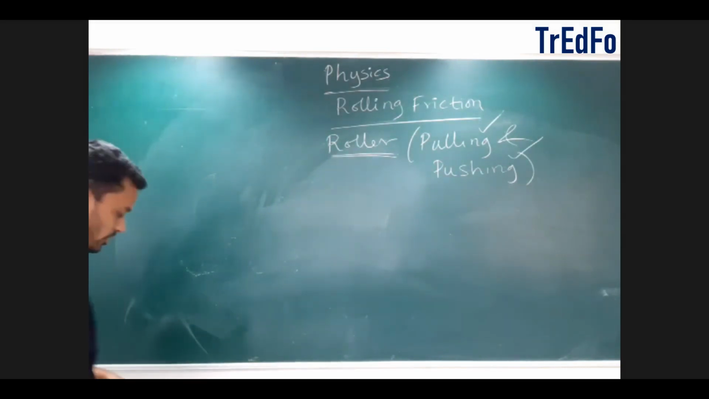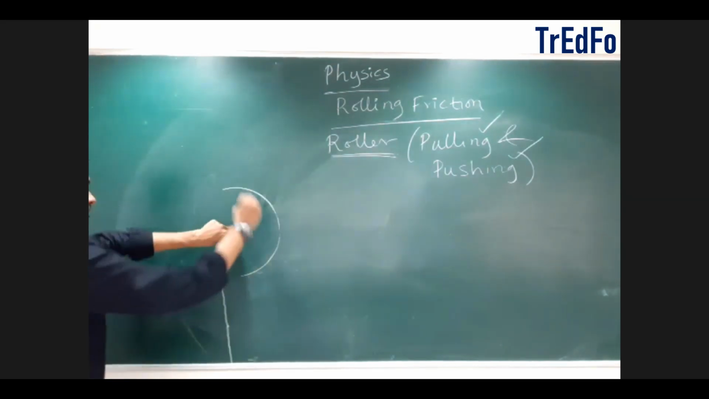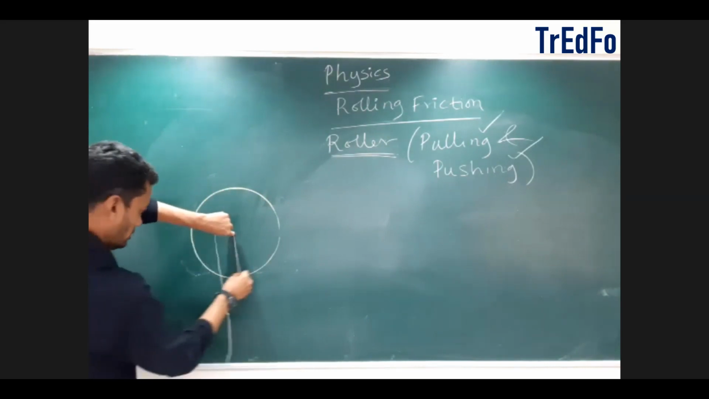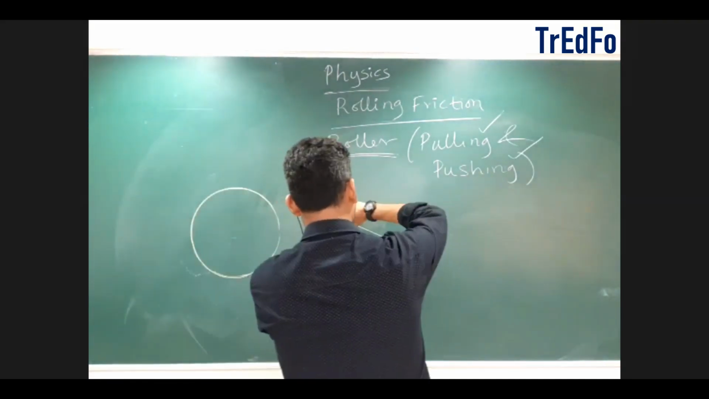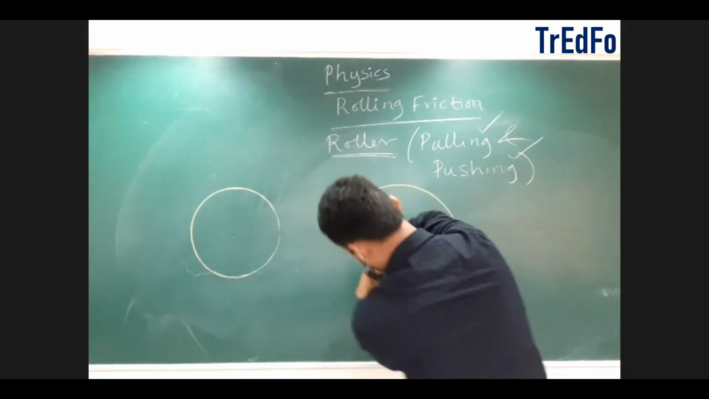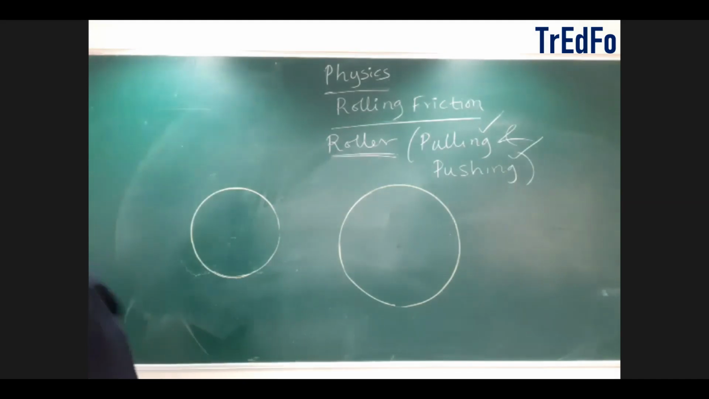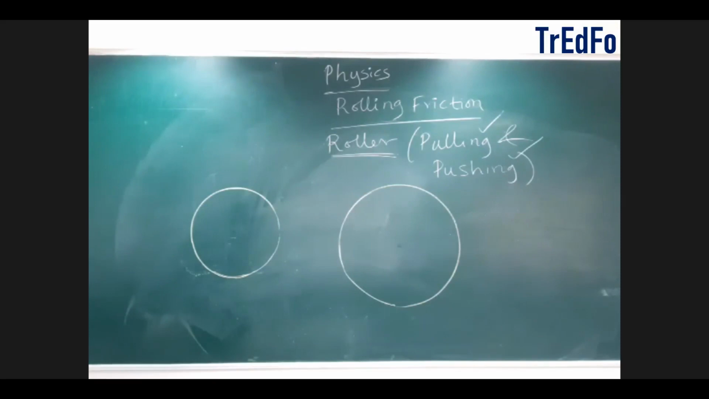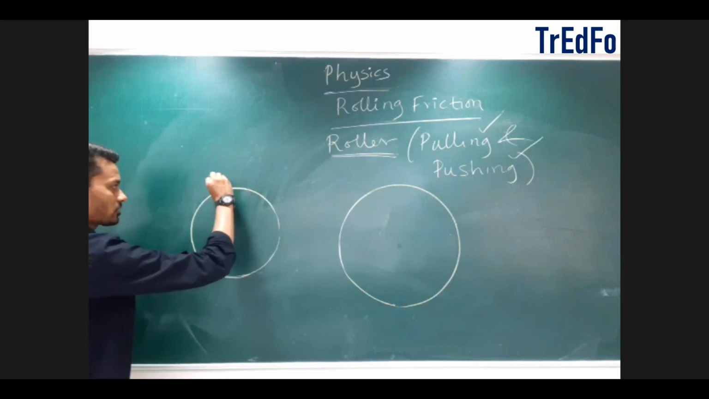So what we can do is draw two wheels here. And from these two wheels, we'll find out which is better. Sorry, I mean to say whether it's pushing that is better or pulling that is better. Okay, so let's say that the motion is something like this.